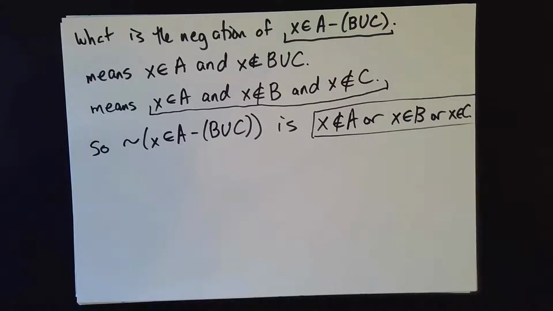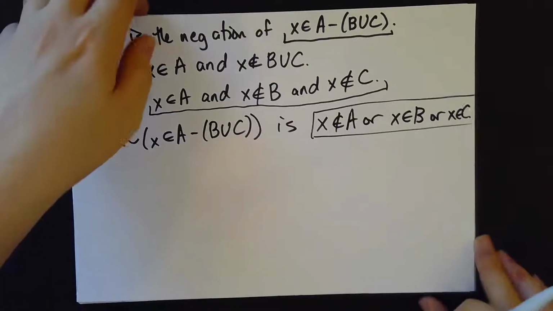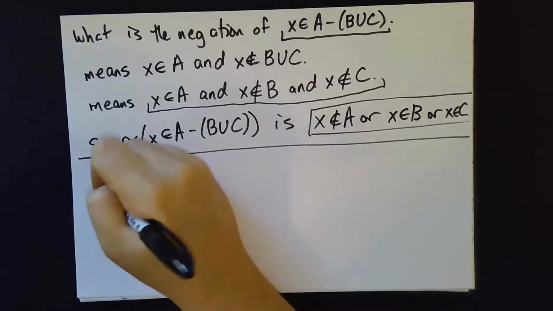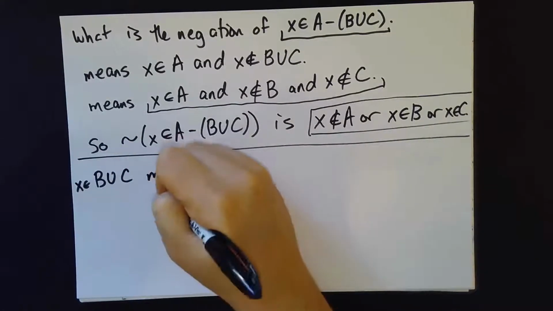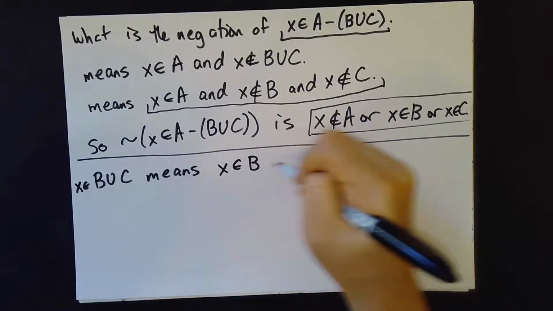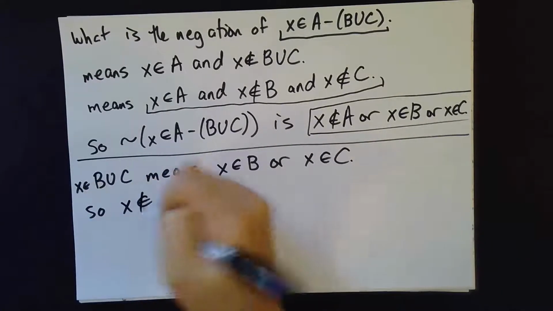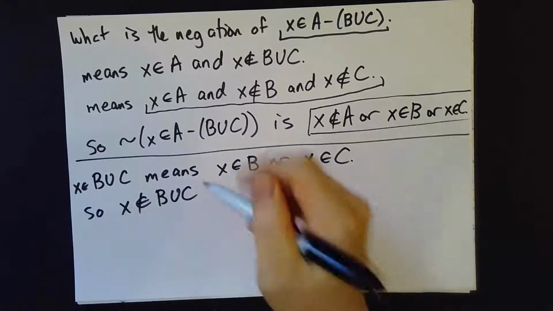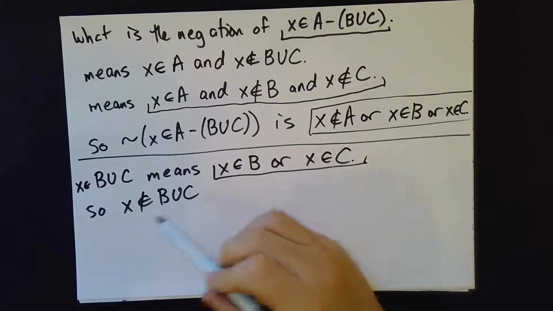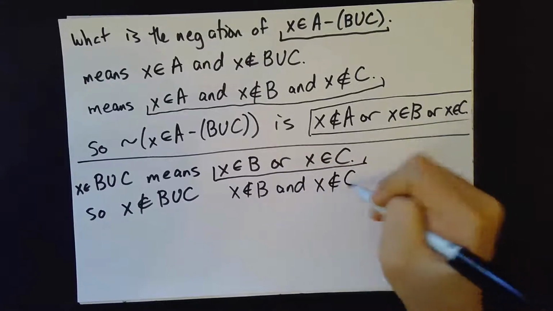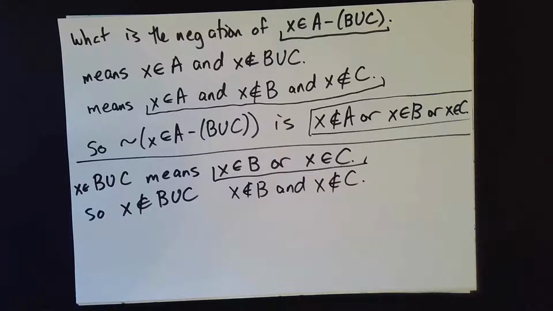Okay. So the homework defines this word. Is it B union C? Yeah, so X is in B union C means X is in B or X is in C. So X is not in B union C, that's the negation of this. And so the negation of X is in B or X is in C is X is not in B and X is not in C. Do you see where that came from, Seth?